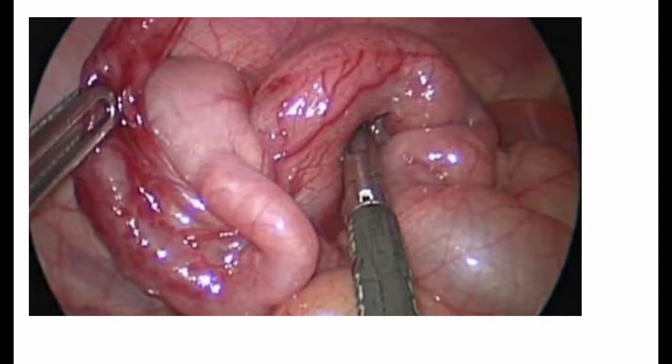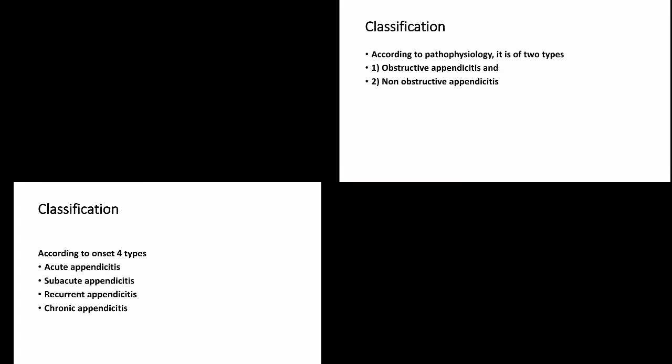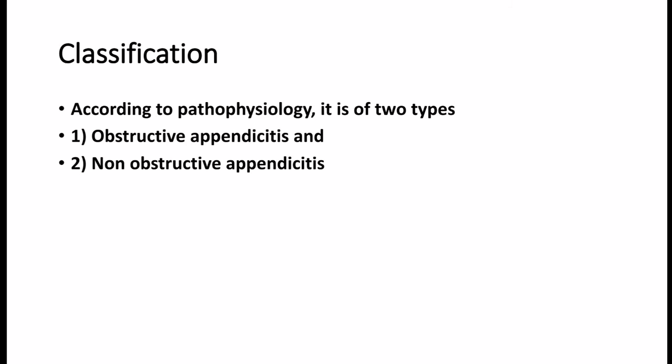Appendicitis. Definition. Inflammation of appendix is known as appendicitis. A picture of inflamed appendix. Classification of appendicitis. According to onset, it's of 4 types: acute appendicitis, subacute appendicitis, recurrent appendicitis and chronic appendicitis. Classification according to pathophysiology. It's of 2 types: 1. Obstructive appendicitis and 2. Non-obstructive appendicitis.